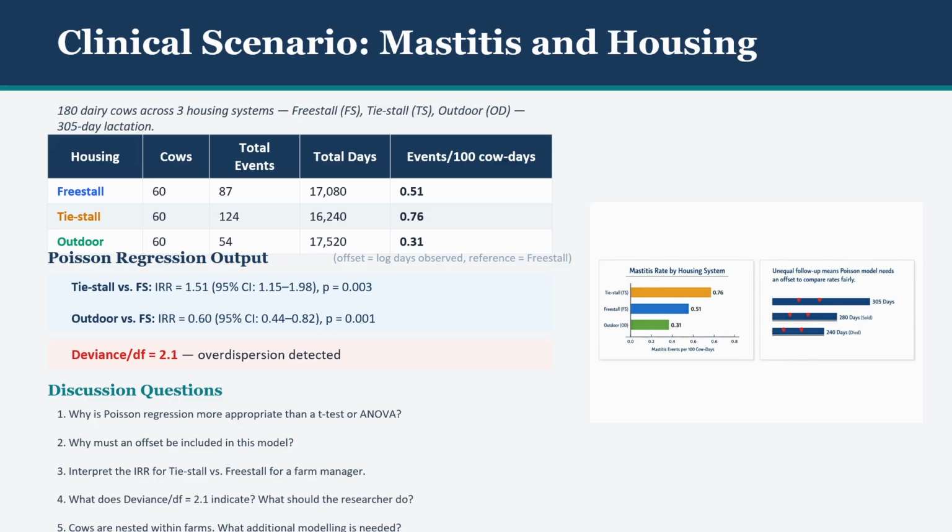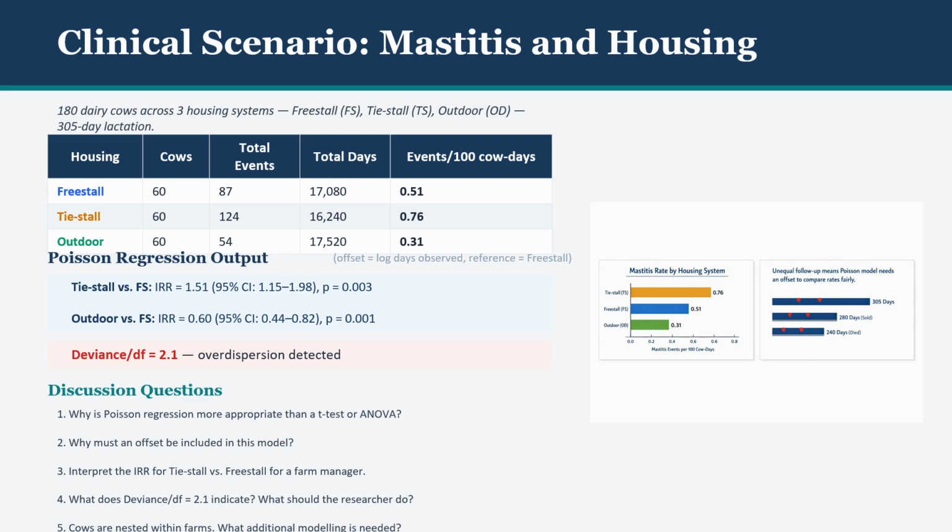Question 4. Deviance divided by degrees of freedom equals 2.1. This indicates overdispersion. The variance in mastitis event counts is substantially greater than what the Poisson model predicts. The standard Poisson model assumes variance equals the mean. Here, the variance is about twice the mean. This means the Poisson model is underestimating standard errors, making confidence intervals too narrow and p-values too small, potentially generating false positive findings. The researcher should refit the model using negative binomial regression, which includes a dispersion parameter to accommodate excess variability. This will produce wider, more honest confidence intervals.